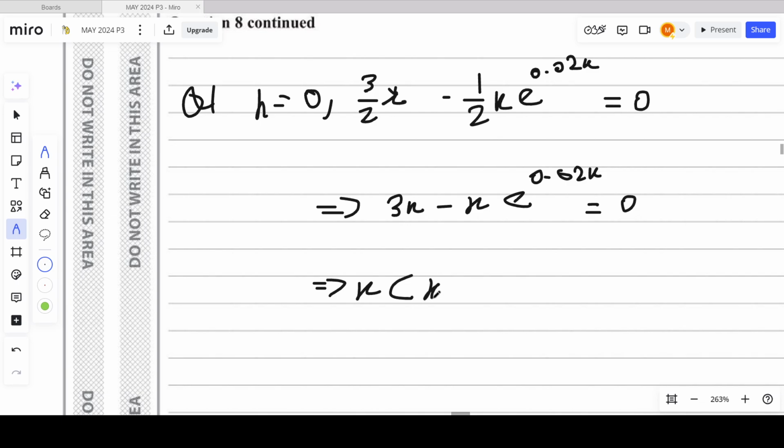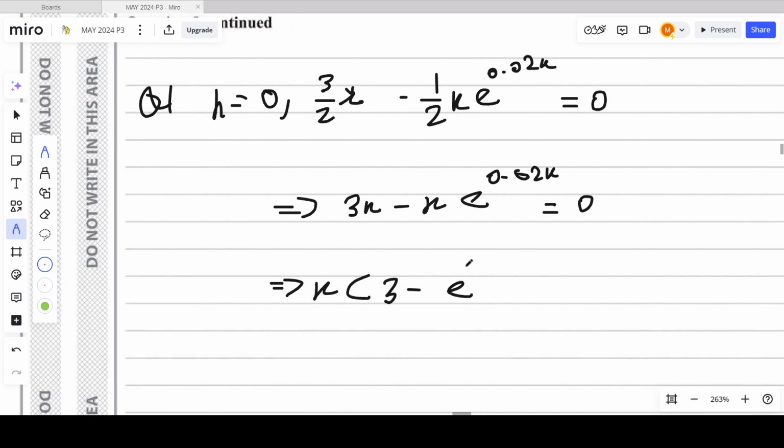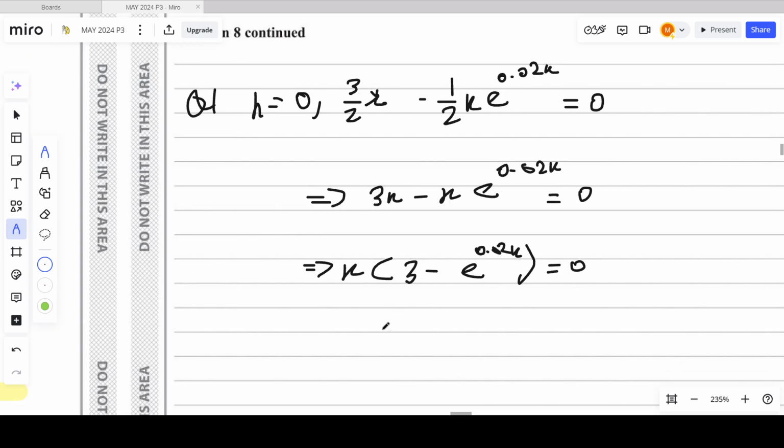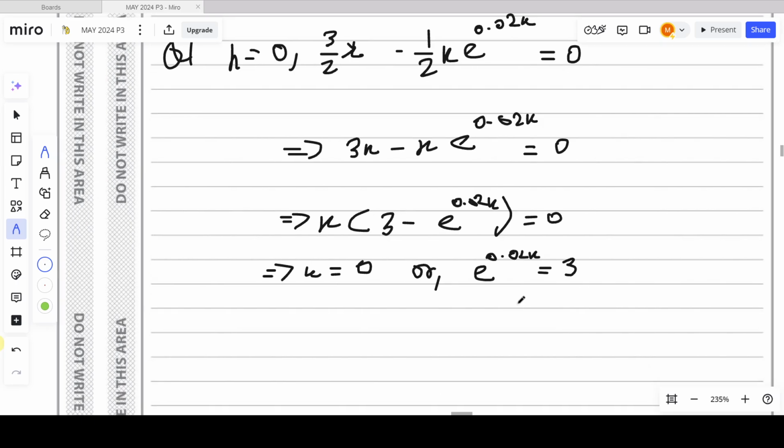Now we can take x common. If you take x common, you will get x times 3 minus e to the power 0.02x equals 0. So either x is equal to 0, which is the origin, or e to the power 0.02x equals 3. Solve this equation to get the value of x at point D. So take ln, and we get 0.02x equals ln 3.